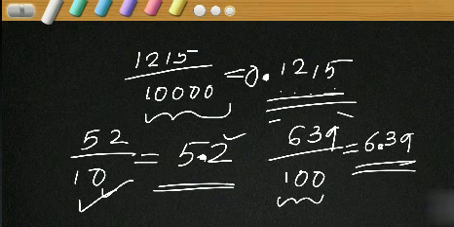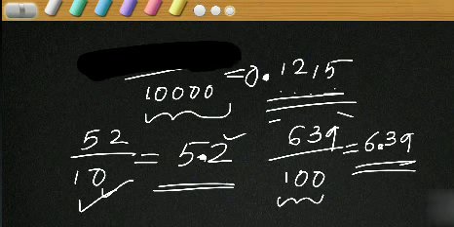Have you understood? So while converting a fraction with the denominator 10, 100, 1000, etc., what we have to do? Yeah, the decimal places should be equal to the number of zeros in the denominator. That's all. Very easy, isn't it?